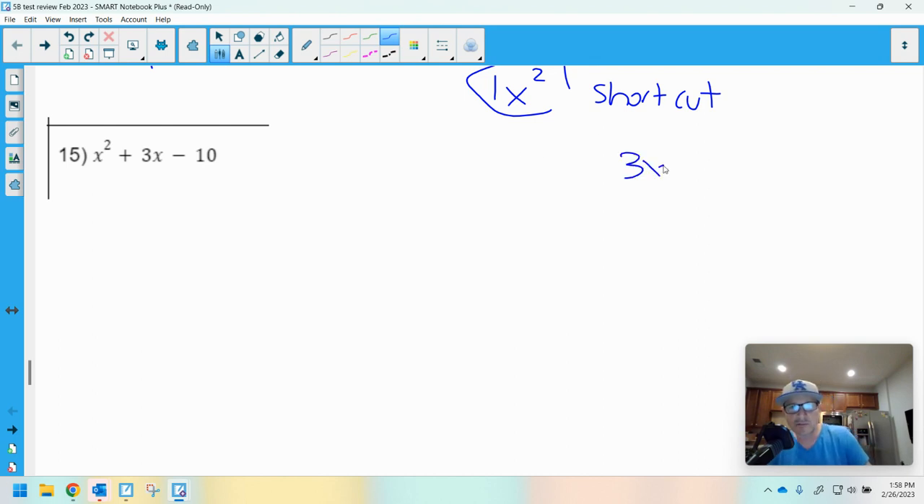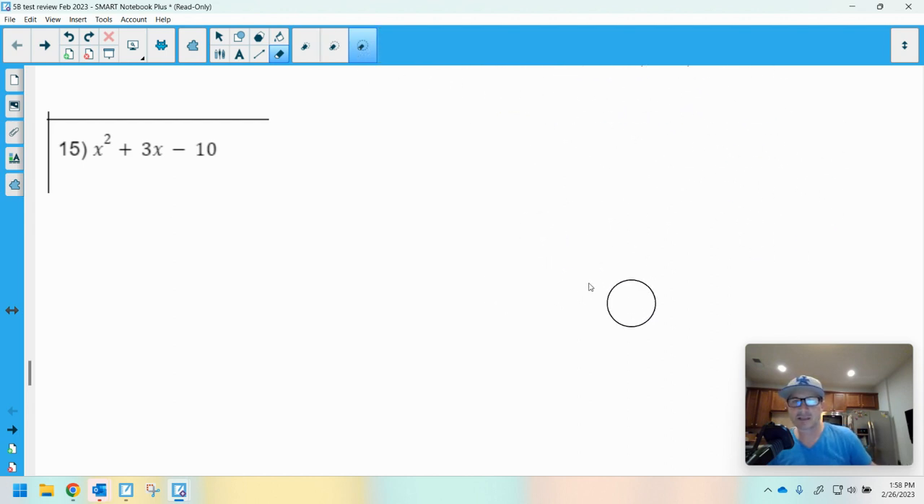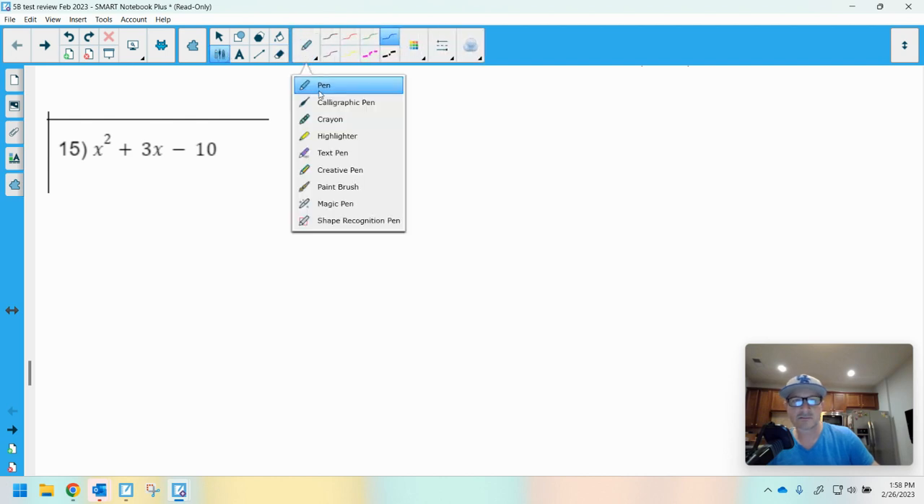Can you do shortcut if it's 3x squared? No. Can you do shortcut if it's 2x squared? No. Can you do shortcut if it's 10x squared? No. Can you do shortcut if it's x squared? Yes. We love that shortcut because it's going to make life a little easier. And who doesn't want math to be a little easier, and life?